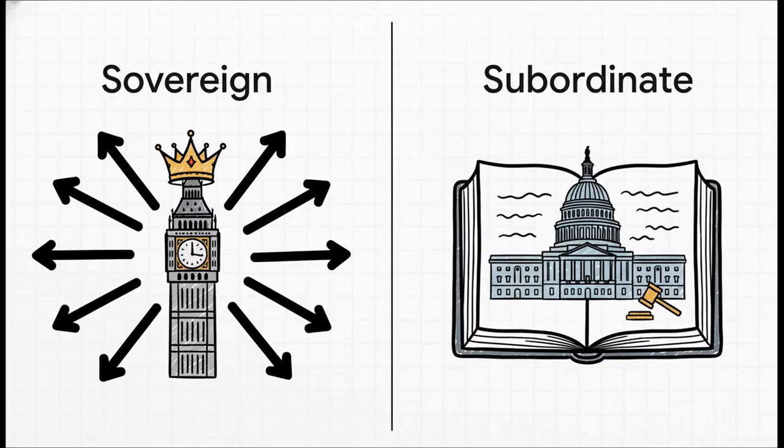Okay, now this is a key distinction. A legislature's power isn't always unlimited. In the UK, for example, Parliament is considered sovereign. What that means, in theory, is that it can pass any law it wants and the courts can't strike it down. But in a system with a subordinate legislature, like the US Congress, it's limited by a written constitution. So if Congress passes a law that violates that constitution, the Supreme Court can say, nope, that's unconstitutional and get rid of it. That is a massive difference in power.